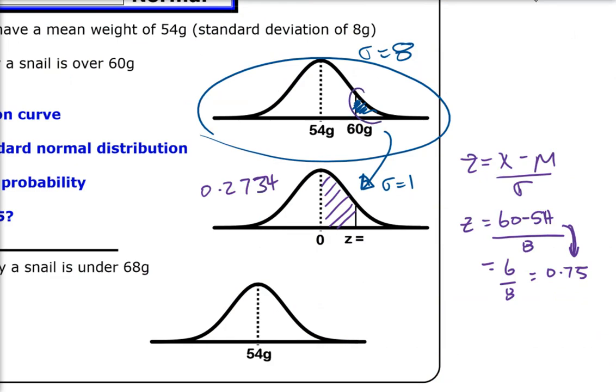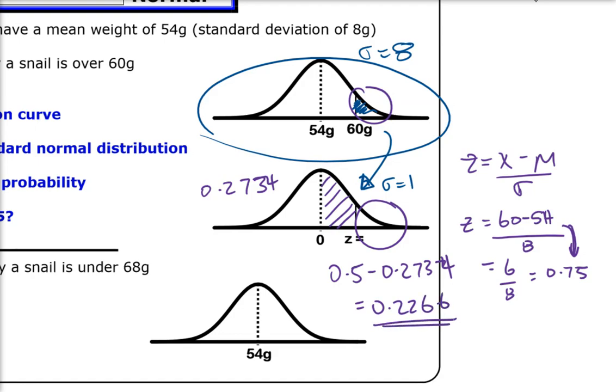So if I'm after this tail, this part out here, 0.5 minus 0.2734 gives you an answer of 0.2266. So it's 22.66%, or probably best just to leave it as 0.2266. Okay, so that's the work that you'll be doing today.